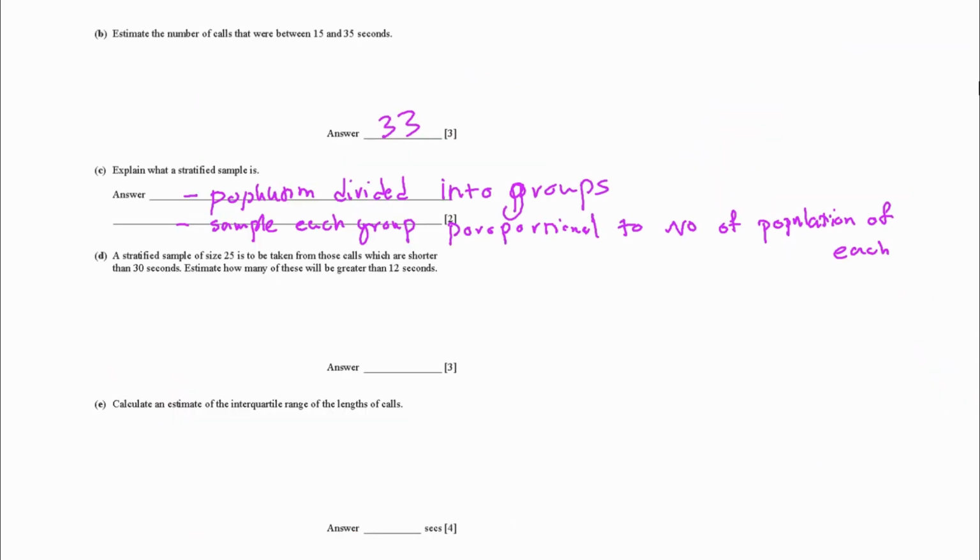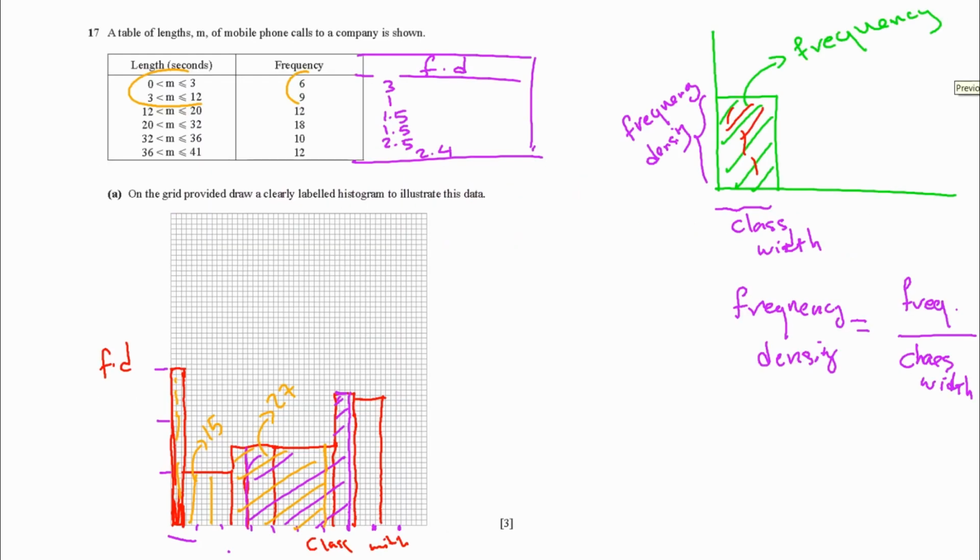Okay, finally, calculate the estimate of the interquartile range of lengths of calls. So, interquartile range. I am going back again in here, and I'm going to use a different color. Interquartile range is basically the range between the lower quartile and the upper quartile.